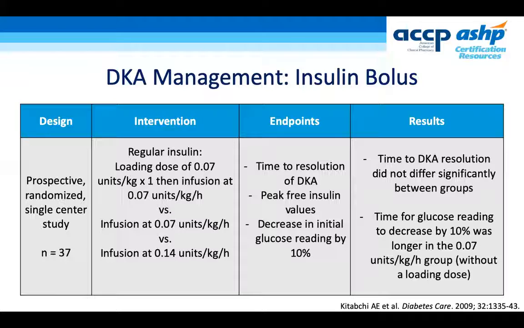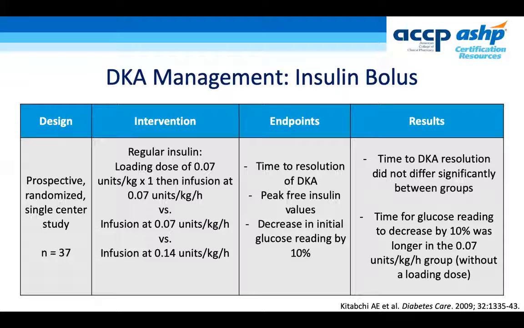The endpoints were time to resolution of DKA, peak free insulin values, and a decrease in initial glucose reading by 10%. For the results of this trial, time to DKA resolution did not differ significantly between the groups. So giving a bolus or not giving a bolus did not seem to matter. But what we did learn here is that the time for the glucose reading to decrease by 10% was actually longer in the group who did not get a bolus and was started at the lower rate of 0.07 units per kilo per hour.